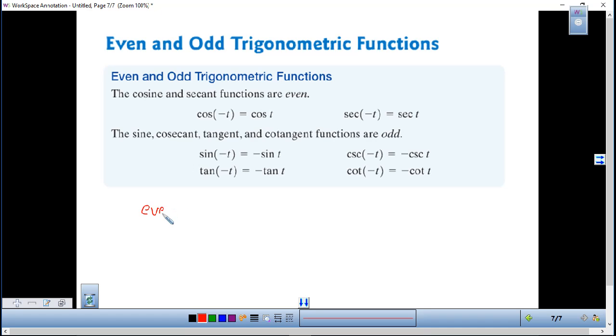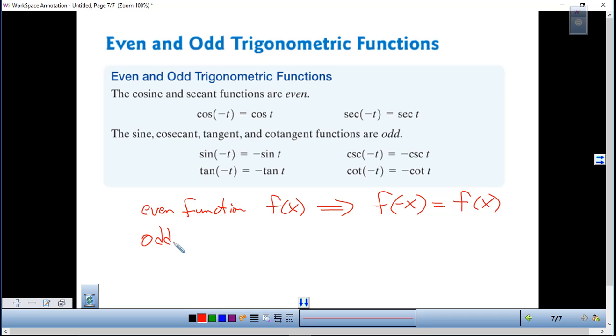For an even function f of x, if we plug in a negative x, we're going to get the exact same function we started off with. Throwing in a negative value of x is going to give us the exact same value we would if we just plugged in an x. That's an even function.